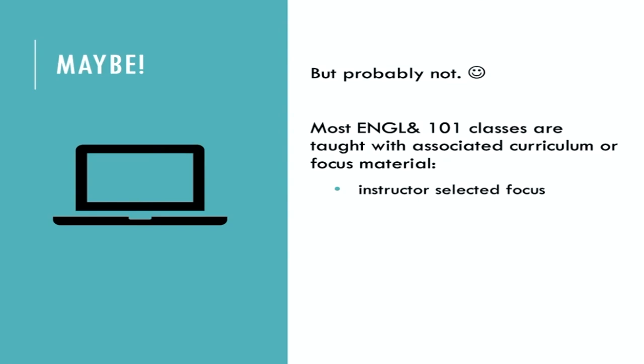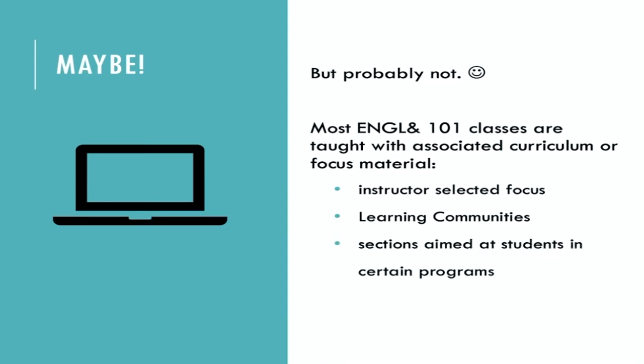For example, it might look at issues related to work and working life, or consider aspects of education, or work from ideas in a book that the class reads. When English 101 is offered in a learning community, some or all of the writing will be focused on the material studied in the other course. You might take a learning community that combines English 101 with a history class, a biology class, an art class. The possibilities are endless. And some sections of English 101 are meant for students in certain programs. In these cases, the writing will focus on ideas and information pertinent to those programs.